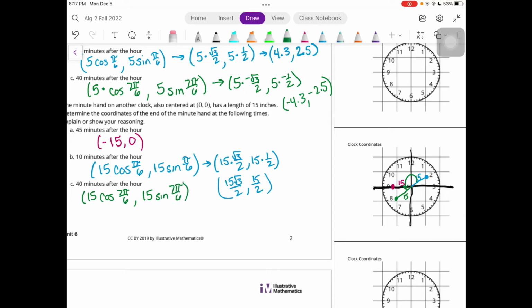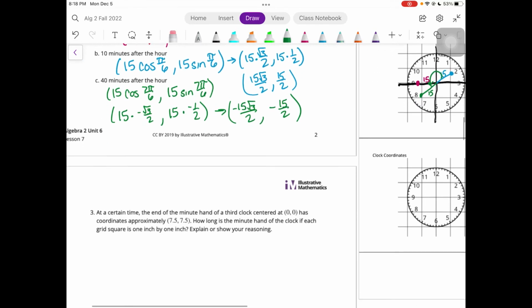And we've already done that once before, so we know that that is 15 times negative square root of 3 over 2. And again, you can use your unit circle as a reference for this. And so that is times negative 1/2. And then you can also write that as negative 15 square root of 3 over 2, and then negative 15 over 2. That can be your ordered pair.